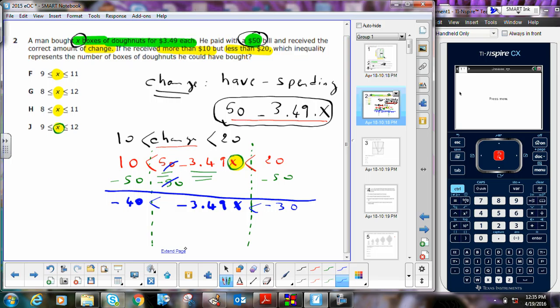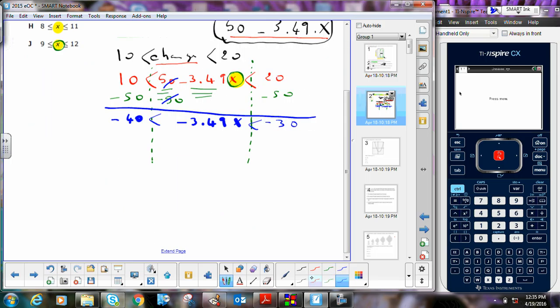Now the last step, we have to divide everything by the number in front of the x. In this case, that number is a negative number, negative 3.49. We're going to divide by negative 3.49. When we divide by a negative number, what happens to the inequality? The inequality flips. You see, I flip the inequality before I do my math. So negative 3.49 cancels out.